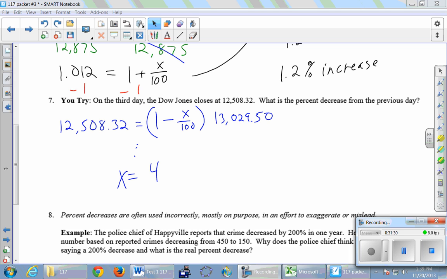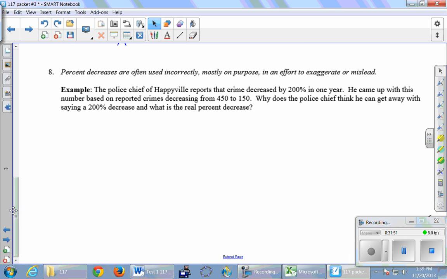Okay, let's put that away, please. Okay, so what happened? The folks who were really rich and gained that 1.2% on the one day, what happened the next day? They lost 4%, quite a bit more than they had gained in the first day. We good? All right, keep going there.